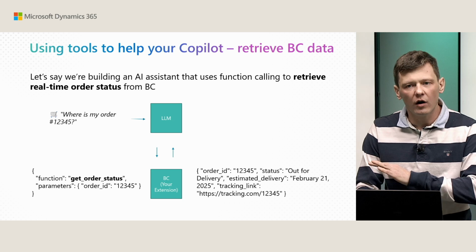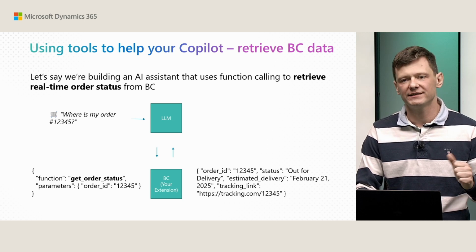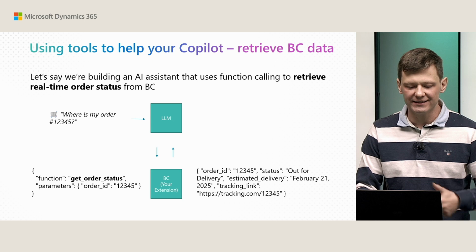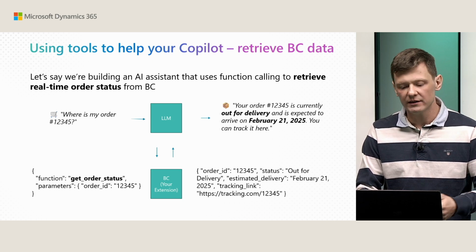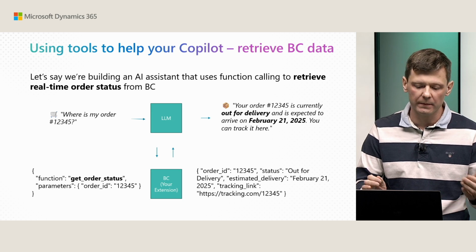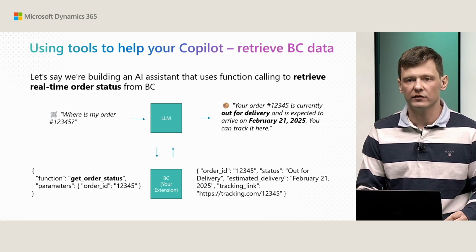It will retrieve all the information from the database about status, delivery, updates, and tracking, and get this data back to the LLM. Now we can respond like, hey, your order is currently out for delivery, here's the new expected date, and so on and so forth.